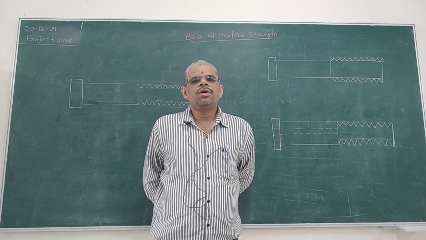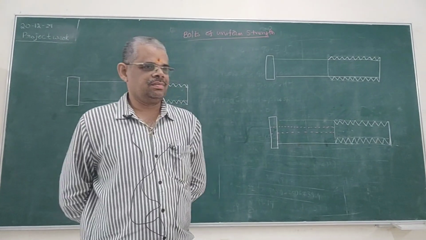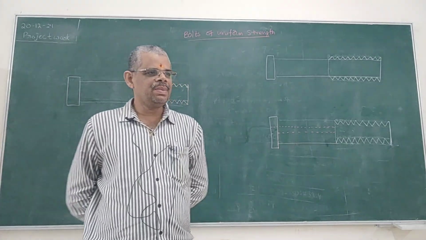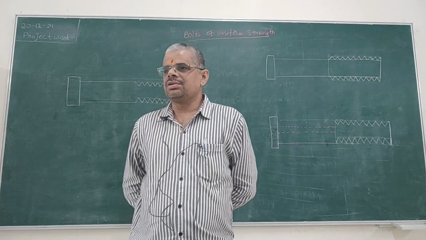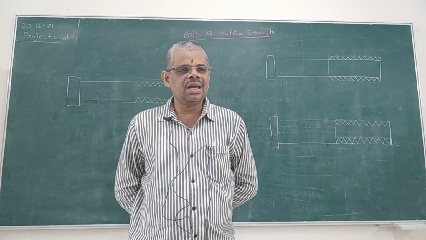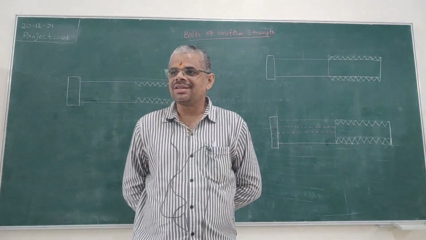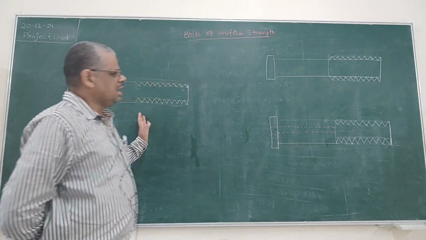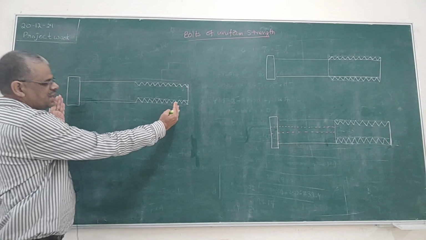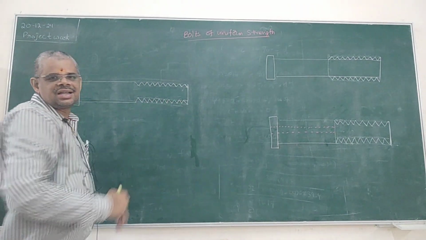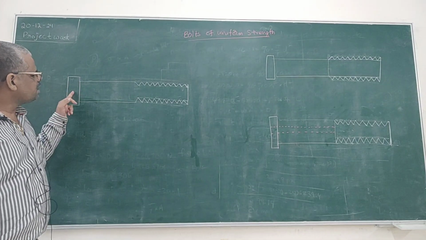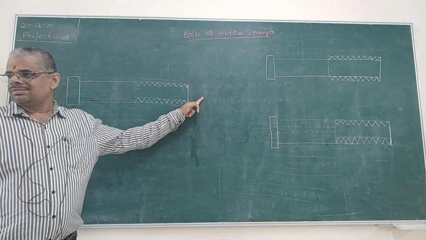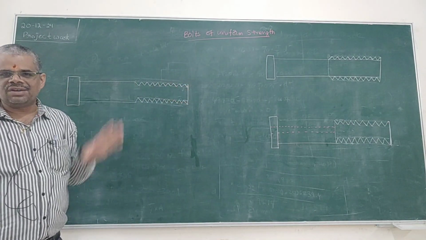Well, bolts of uniform strength. So you know what is meant by the word strength. It is the ability to prevent failure. So what do you mean by bolts of uniform strength? It means every bolt will have a certain length. For example, if you take this bolt, it has a certain length. If this bolt has uniform strength throughout its length, then this bolt is safe.